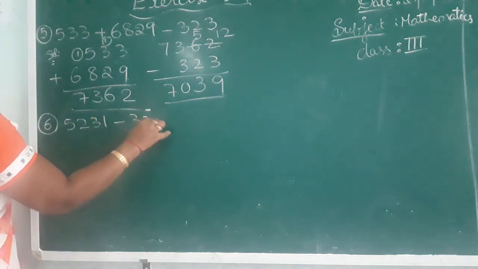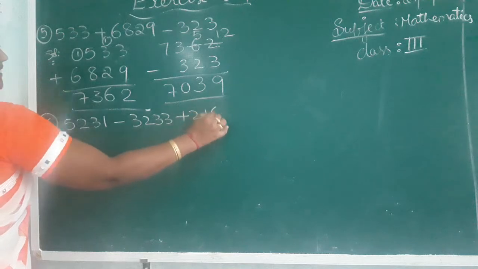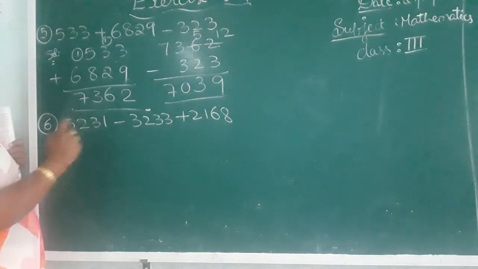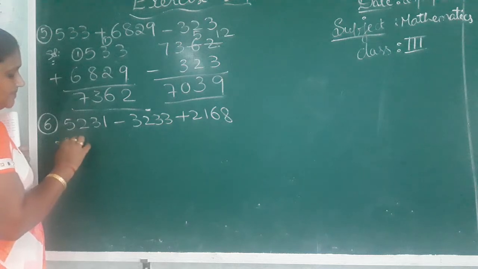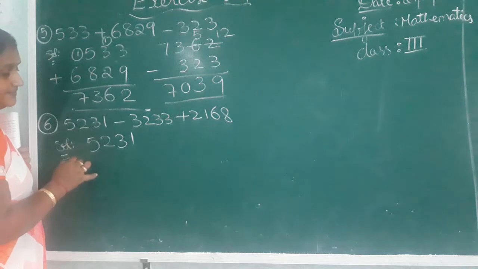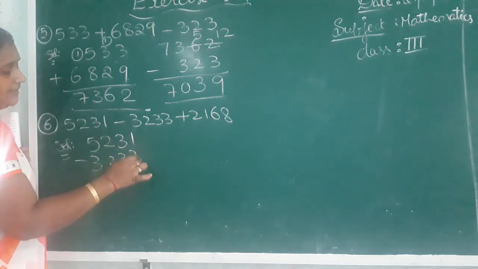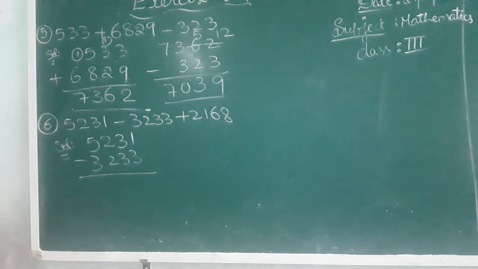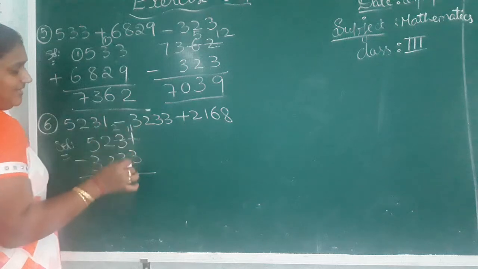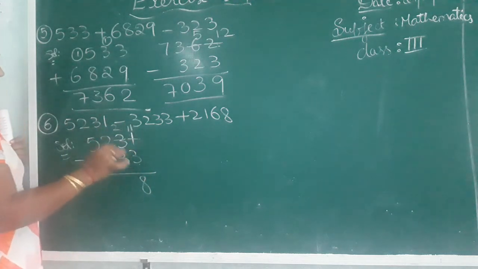5,231 minus 3,233 plus 2,168. Here 5,000 minus 3,000 possible only. So first subtract 5,231 minus 3,233. Okay, 1 minus 3. Is it possible to subtract 1 minus 3? No. So not possible. So borrow it from the before number. If you borrow 3 minus 1, 2, it becomes 10 plus 11, 11. 11 minus 3, 8. 2 minus 3, not possible.